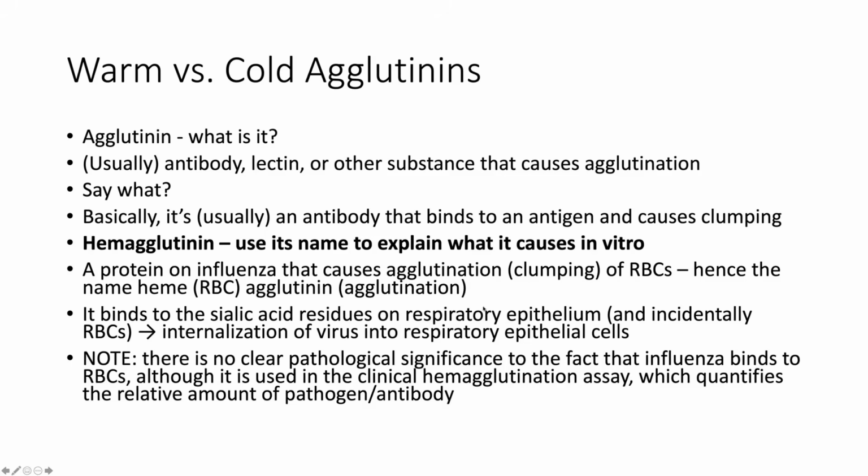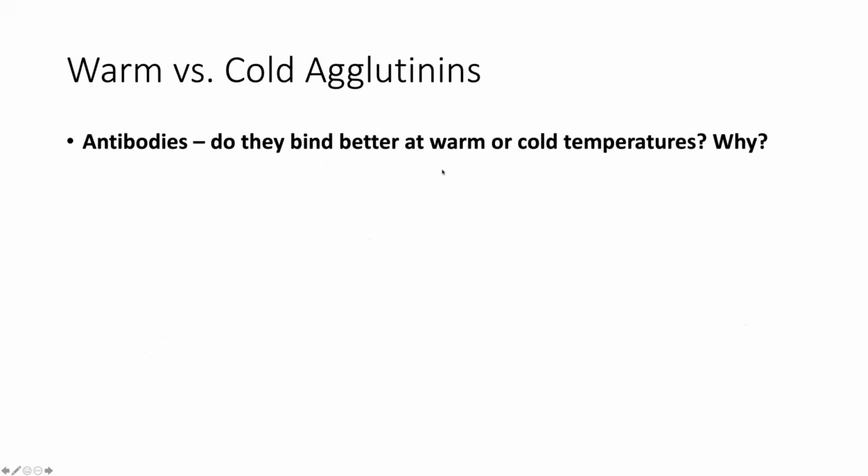The H allows it to bind to the sialic acid on the respiratory epithelium, and the N, the neuraminidase, allows you to cleave the sialic acid so that it can then leave, right? Because if you didn't cleave it, then any influenza virus that was to leave that respiratory epithelial cell is just going to bind right back onto the sialic acid because you've got hemagglutinin there that'll just bind to it. So you need something that will allow it to bind first to get in, and then the neuraminidase is there to cleave it so the viruses can leave. Perfect. So antibodies. So in general, do antibodies bind better at warm or cold temperatures, and why?